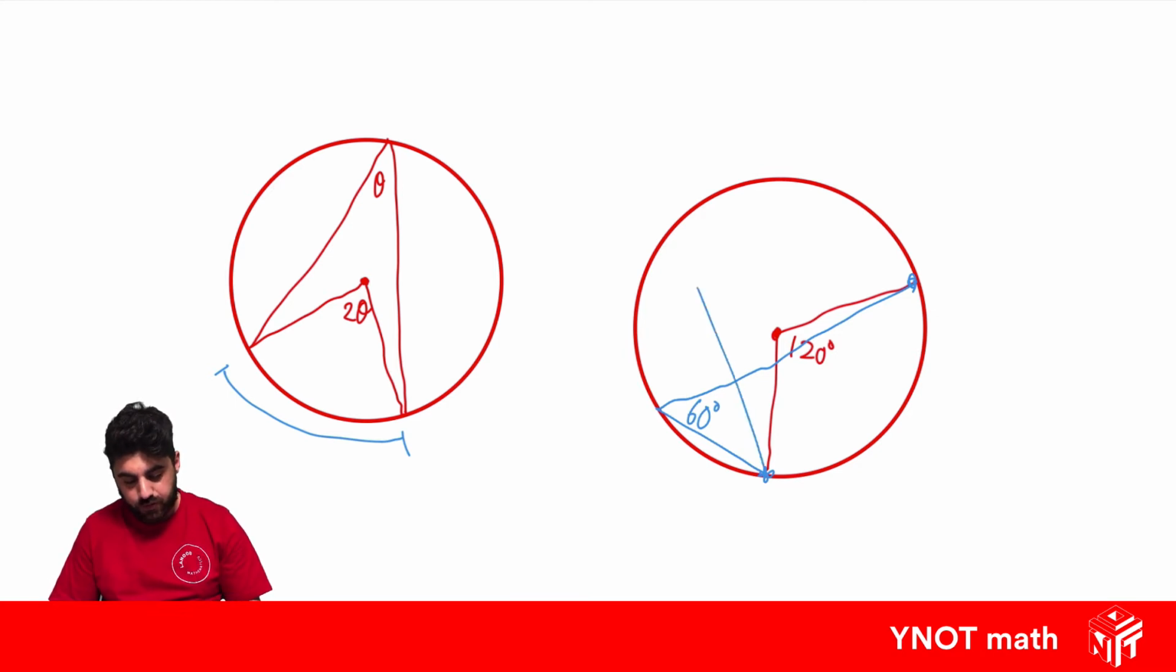We could have drawn it from here to here and here to here, as long as it was on the same arc, that would also be 60 degrees. And even over there would have been 60 degrees, as long as it goes to the circumference.